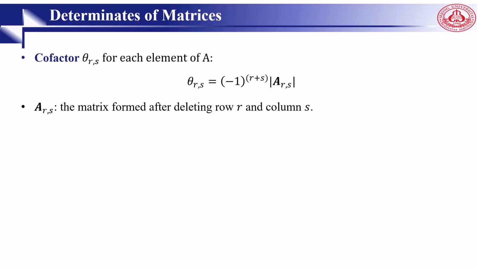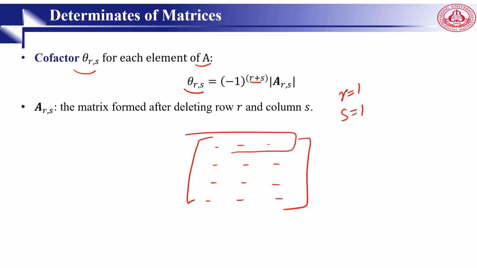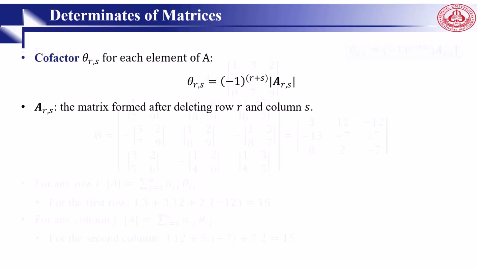Finding the determinants for big matrices is very difficult. In this case, we need to find cofactors. The cofactor Crs for each element of A is minus 1 to the power of r plus s, times the determinant of Mrs. What are r and s? If this is our matrix, when we say r equals 1 and s equals 1, it means we do not consider this row and this column. We consider the rest, right? So this is the meaning of r and s.